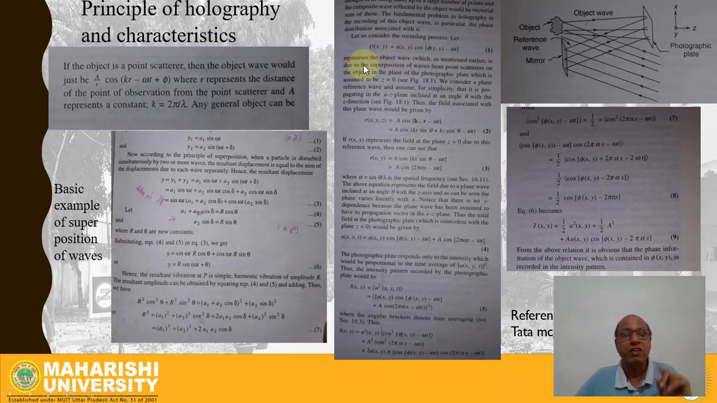Now here the difference between the two is that in this particular example you are considering a point source, whereas you are considering an object from where the light is distributed in x and y direction. So the light coming from the object is a function of x and y, so it will have an amplitude distribution in x and y direction, and then cos phi minus omega t. So this represents the object wave. Only difference with this one is that it has a distribution in x and y direction.